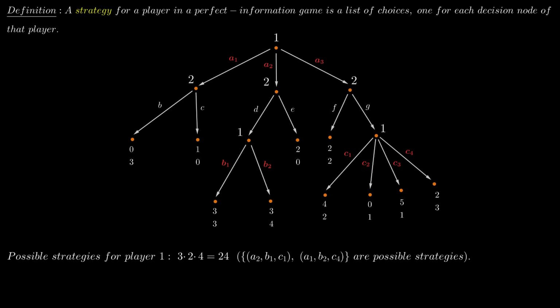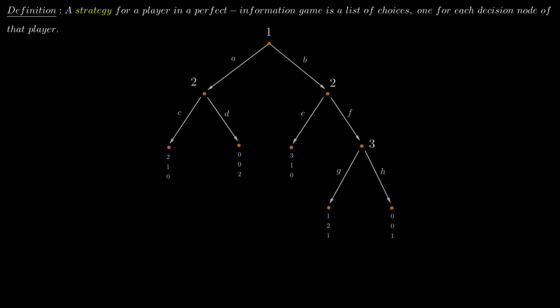And a strategy for each player involves redundancies. For example, in the game we have here, even if player 1 intends to play A on the first move, she still has a plan on what she'll do if she plays B. So a possible strategy for player 1 is A, G, and another is A, H, and another is B, H, and another is B, G. 4 in total. Makes sense so far?